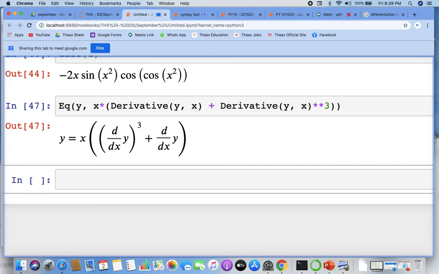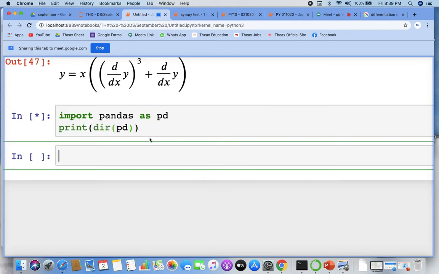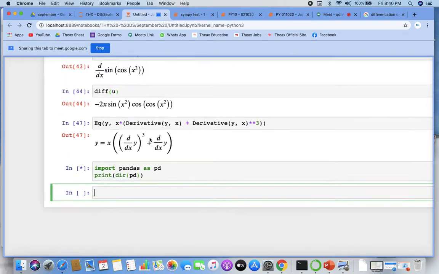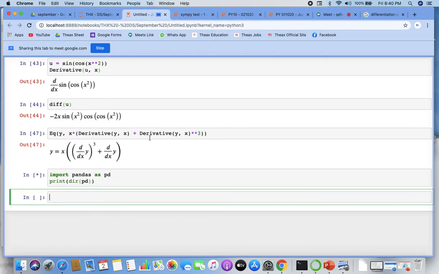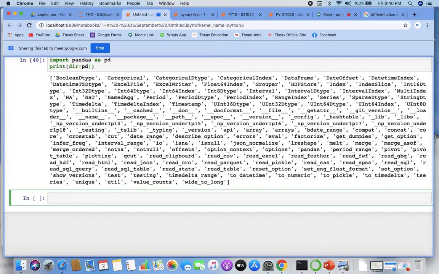For that, you will have to import pandas, and the standard form is pd. So we say import pandas as pd, basic. Now you can look into the directory of this pandas. And we can just wait to look at what comes.